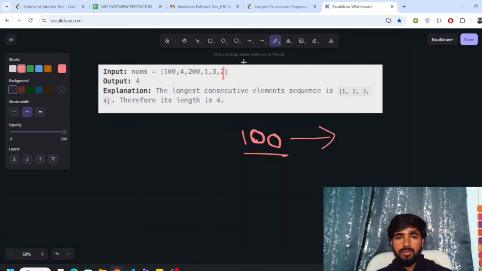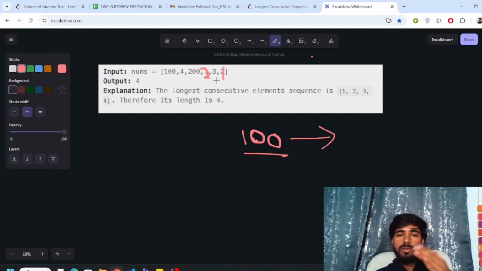Let me just write it to. This is 2 basically. This is 2. Not this is 2. This is 2. So we process the 200. Good. Now we come to 2. Same thing we will check. 2 minus 1, 1 exists. Yes, 1 exists. So meaning this 2 cannot be the starting point. So we don't do anything.